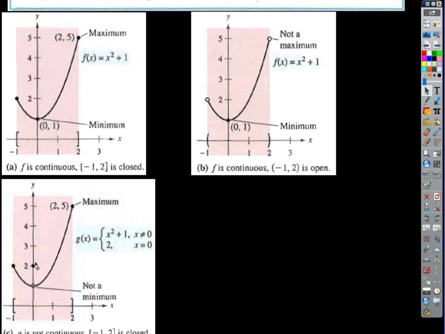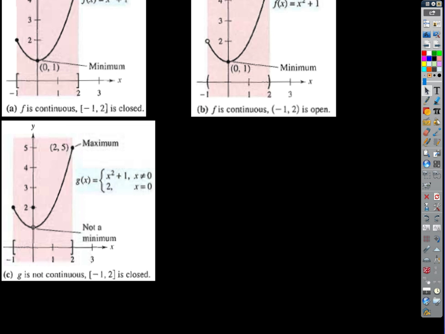Because I guess we redefined, if we move down a little bit here, we called this a closed interval again, right? And so now the endpoints are included, and so yeah, this is a maximum, but there is no minimum. Okay, you get the idea?